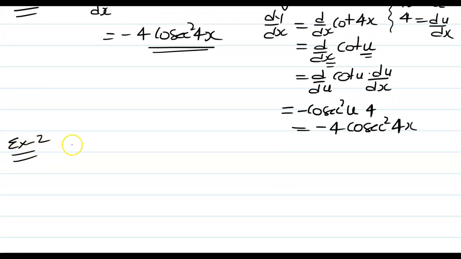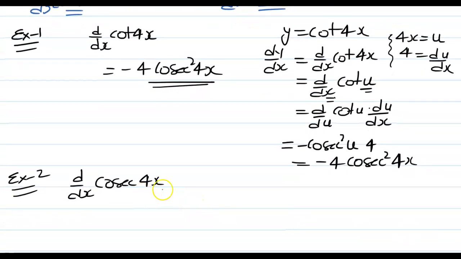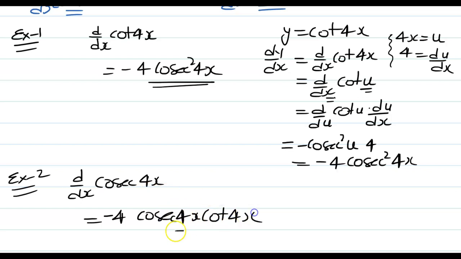Let's take d over dx of cosec 4x. We need to see what d over dx of cosec x is. So d over dx of cosec x is minus cosec x into cot x. So this 4 comes forward, and with the minus sign, cosec x into cot x, so here it is minus 4 cosec 4x into cot 4x.